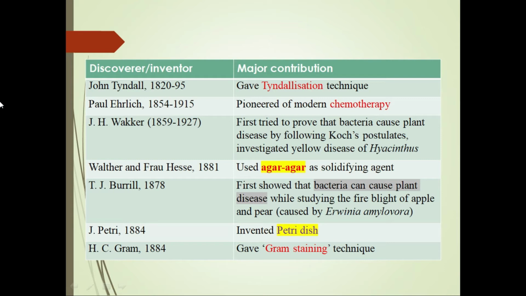It was the first attempt to prove bacteria as plant pathogen. Then agar-agar was discovered as a solidifying agent. There were some problems with gelatin that was initially used by Robert Koch. The melting temperature is less and solidification is also not proper with gelatin.